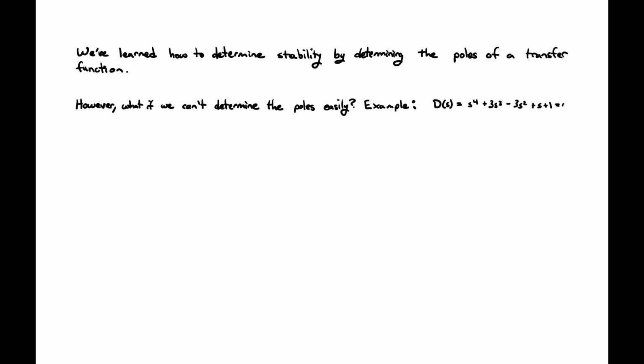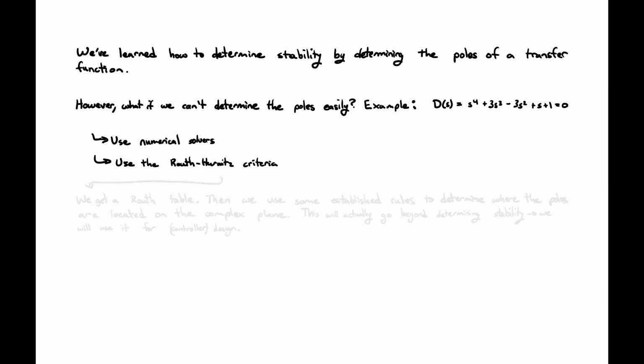So for example, let's say we have a transfer function where its denominator is s to the fourth plus 3s cubed minus 3s squared plus s plus 1, right? We don't have a quick way to determine what the roots or the poles for this are. What we could do is use numerical solvers, right? But what we also can do is use the Routh-Hurwitz criterion.